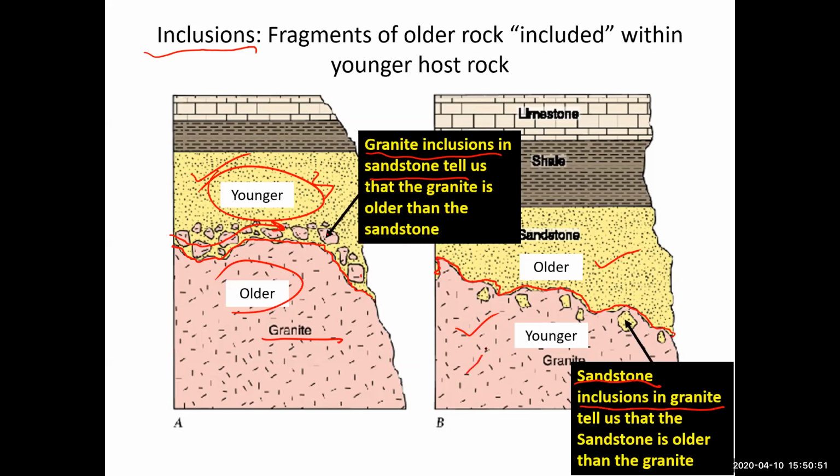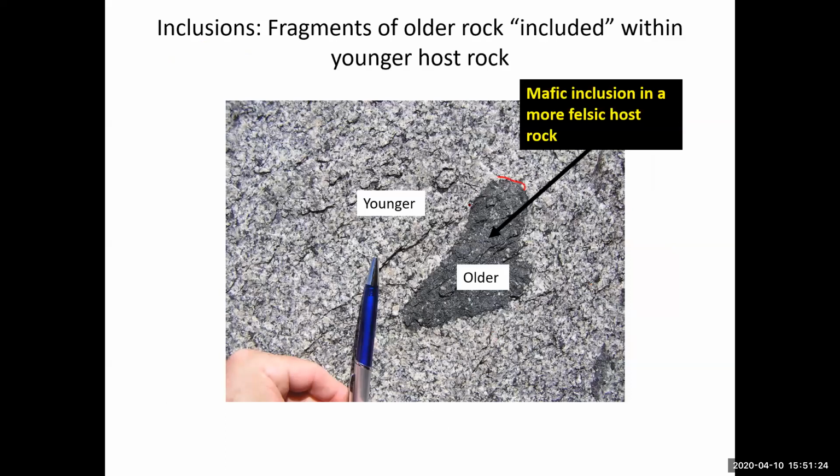So in other words, the granite blobbed its way up into the sandstone from below when it was still a magma, when it was still hot and liquid. And then in this case, a few fragments of the sandstone sort of fell down into the granite to become sandstone inclusions in granite. So the principle of inclusions can be really useful in helping us to recognize older versus younger rock units. Here's an example of an older mafic igneous rock inclusion within a younger, more felsic host rock.